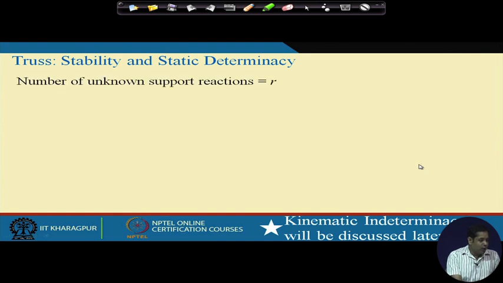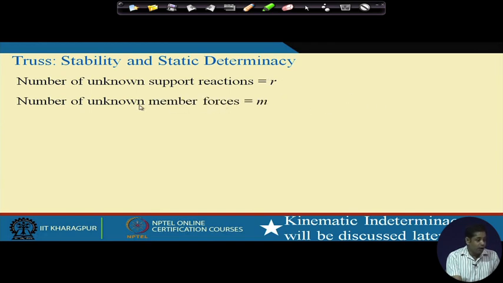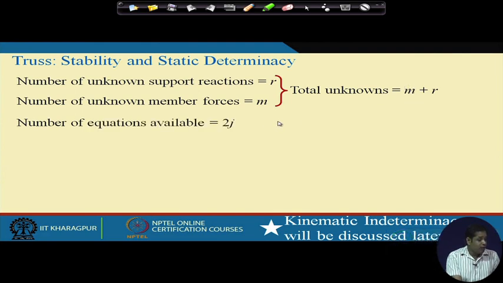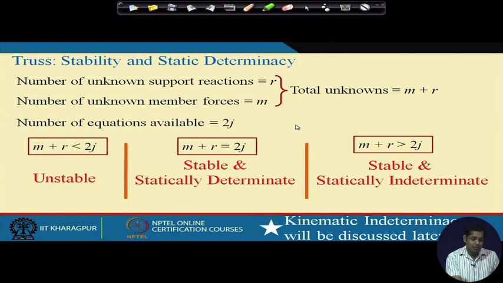Now suppose the number of unknown support reactions is R and the number of unknown member forces is M, meaning in a structure you have M members. Then the total number of unknowns becomes M plus R. And how many equations do we have? We have a total number of equilibrium equations 2j, j is the number of joints. Then depending on the values of m plus r and 2j, we can have 3 situations. One is m plus r less than 2j, then m plus r equal to 2j, and m plus r greater than 2j.